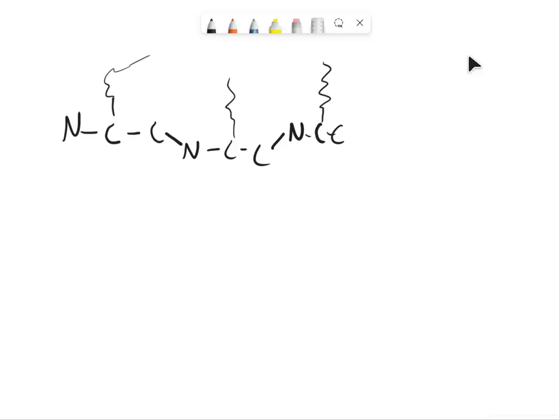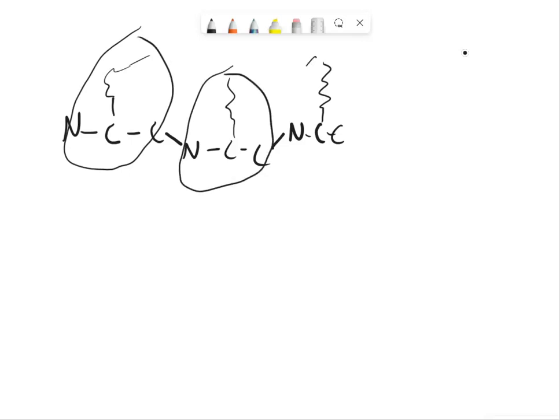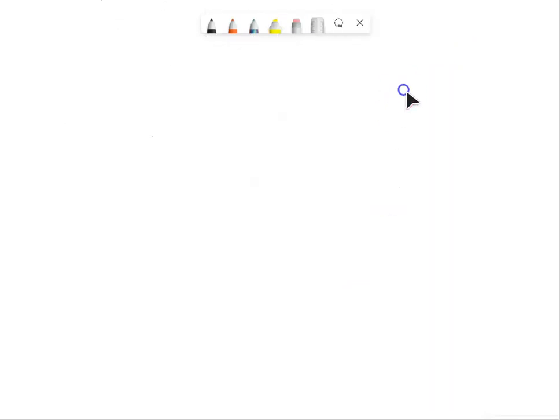Here is where I drew these squiggles. These were amino acids. So this was one amino acid, this was a different amino acid, and this was a different one, and they're bonded together in a chain. So if this chain was 300 amino acids long, it would represent a protein. That's amino acids. They're relatively small.